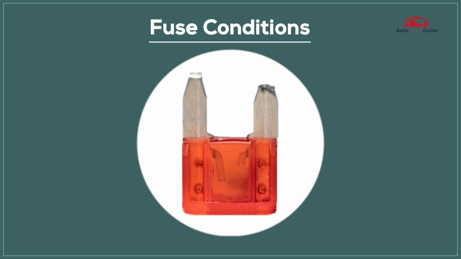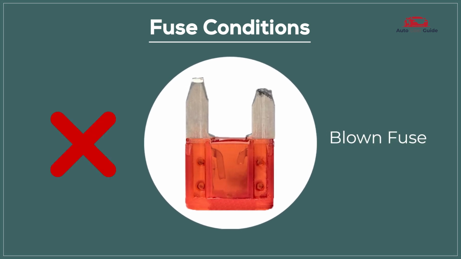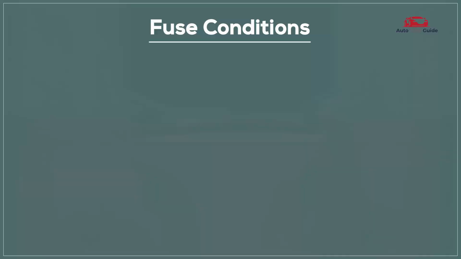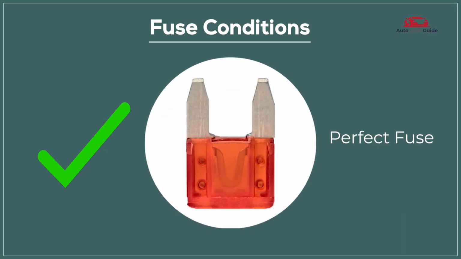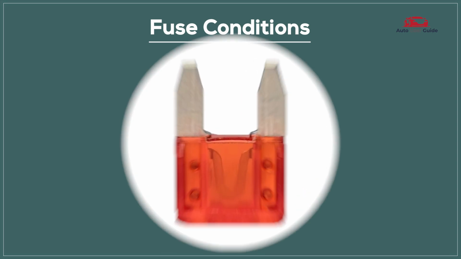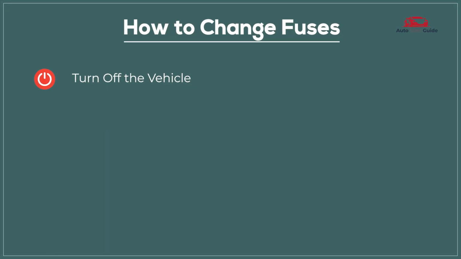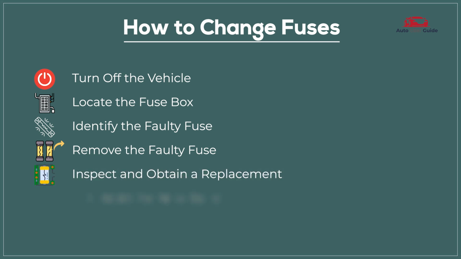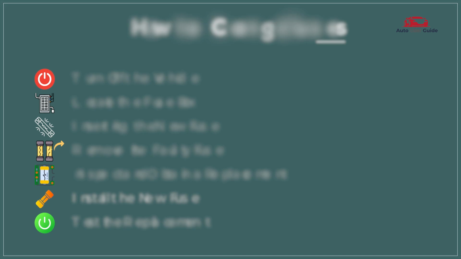Fuse conditions: blown fuse. A blown fuse means it's no longer functioning and needs replacement, while a perfect fuse is in good working condition and performing as expected. How to change fuses: turn off the vehicle, locate the fuse box, identify the faulty fuse, remove the faulty fuse, inspect and obtain a replacement, install the new fuse, test the replacement.